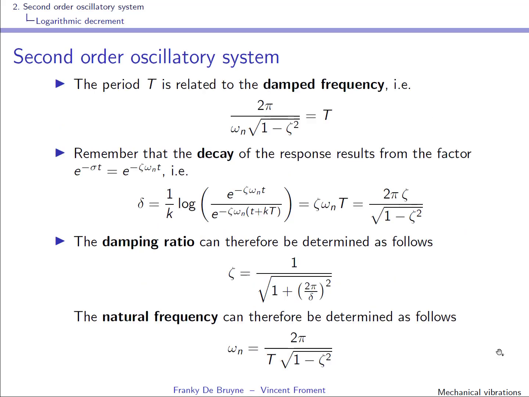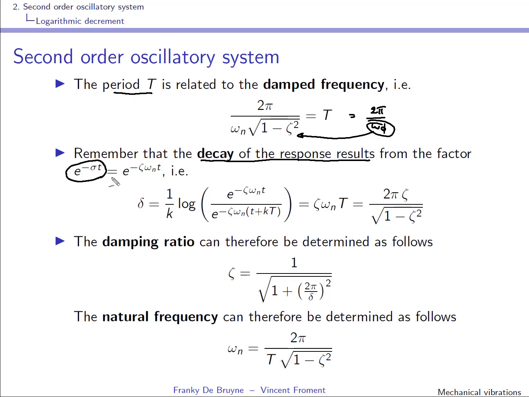Well, you can see that this period T is of course related to the damped frequency, and this damped frequency can be rewritten as this thing here. So you obtain a relation between T, the period, and the parameters that you're looking for, zeta and omega n. Remember that there's a decay in the responses: there is a decay of e to the minus sigma t in the step response.